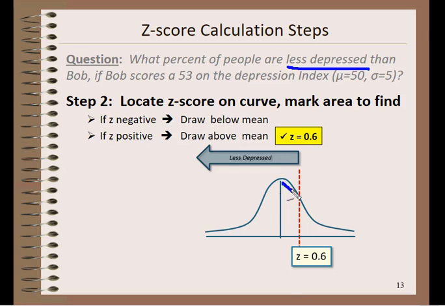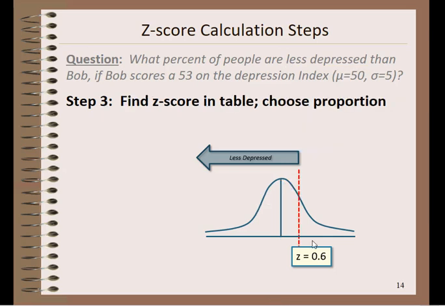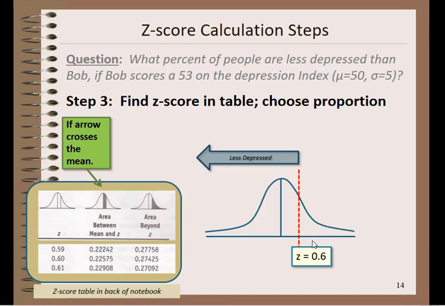And you'll notice here that in doing that, I've got these two areas I'm going to need to deal with. And I'll show you that in a second. Okay, so once I've sketched this and I've drawn that arrow, I now have to go to the table. And the table's in the back of the book, and you're going to enter the table with the z-score. So in this case, our z-score is 0.6.